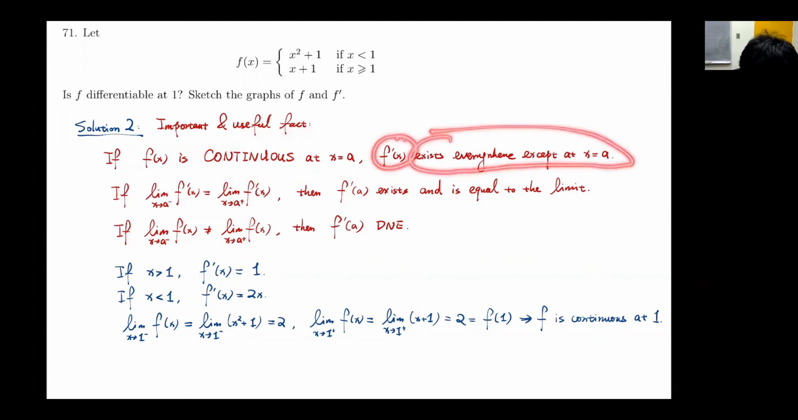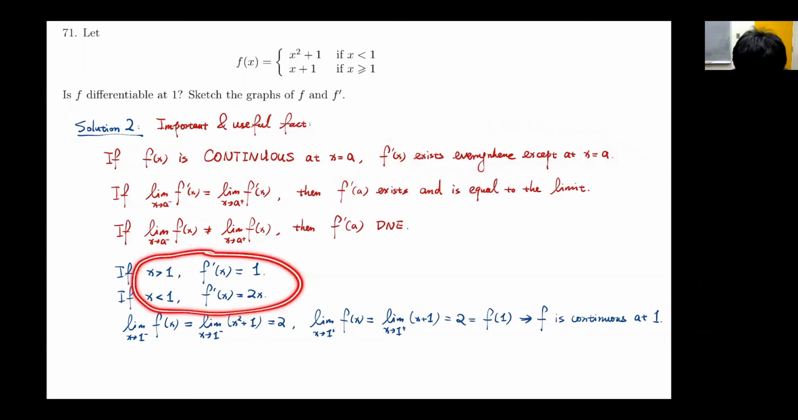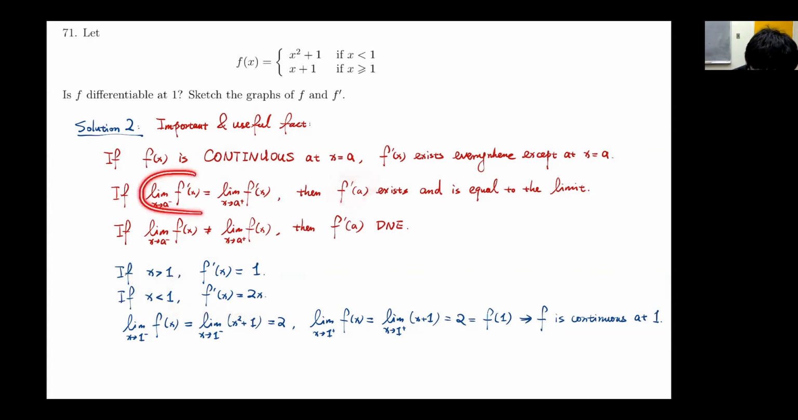And because f is continuous at 1, and moreover, we have checked that f prime of x exists everywhere except at x equals 1, we see that f prime of x exists when x is greater than 1 and when x is less than 1. Now, to determine if f prime of 1 exists, let's just look at the left-hand limit and the right-hand limit of these two.